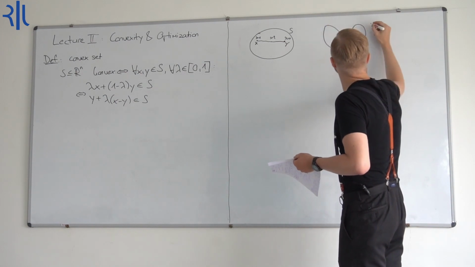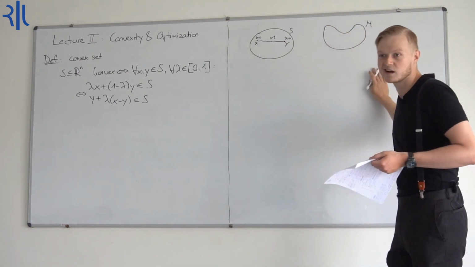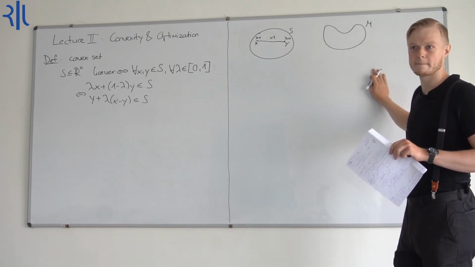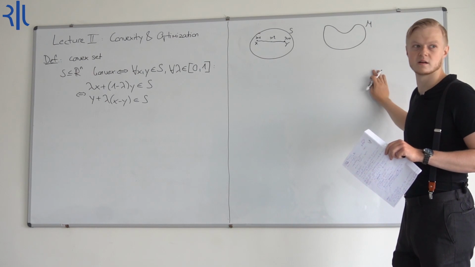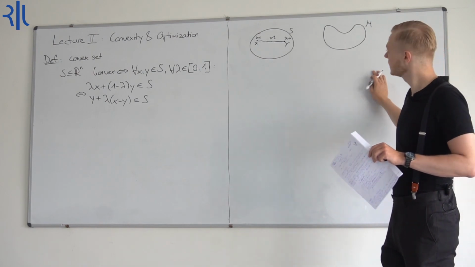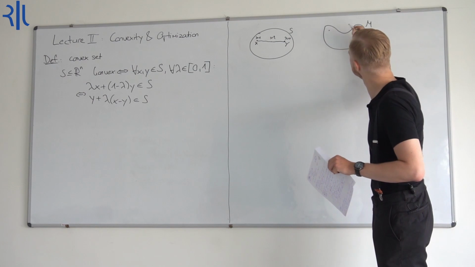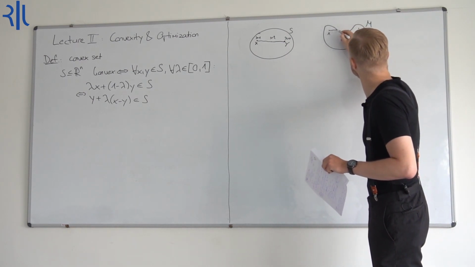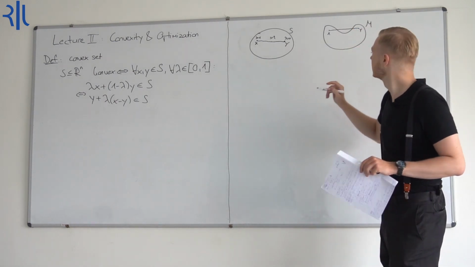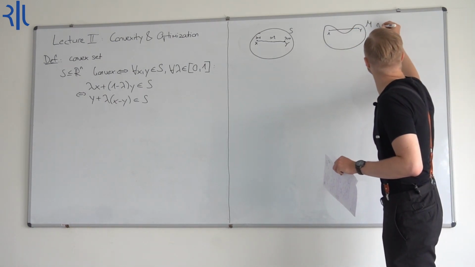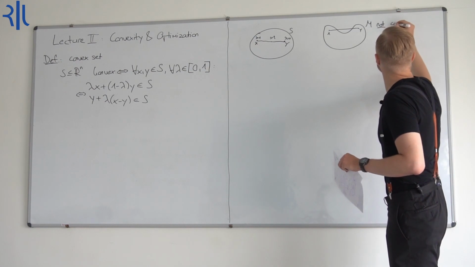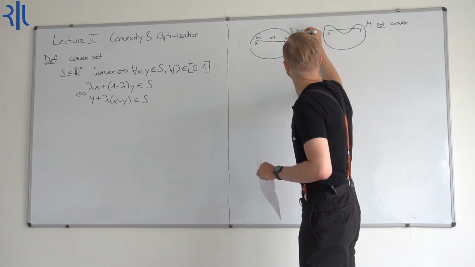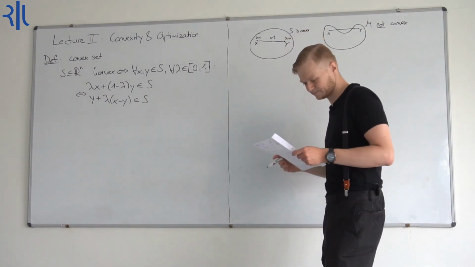Now, what happens with this set? Let's call it M. Is this set convex? If the points fall in between the arc, then the line will be outside the set. So M is not convex, while S is convex.